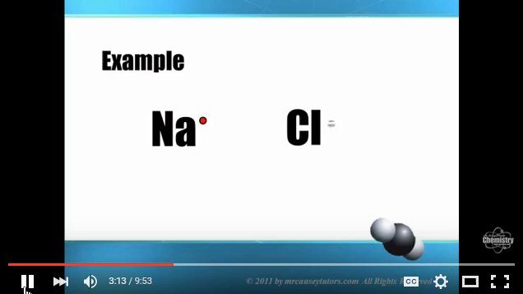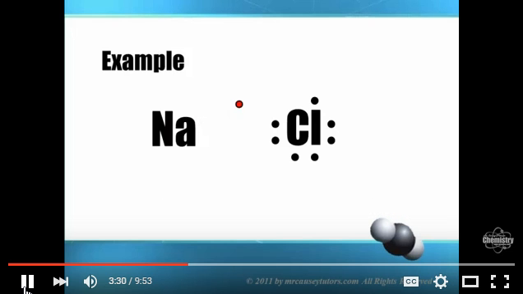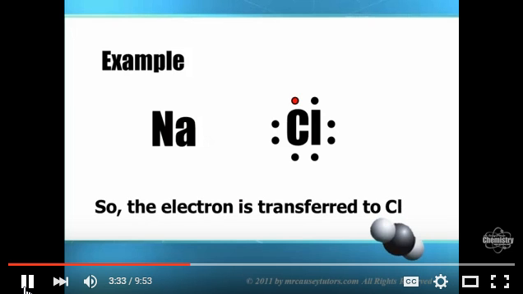For example, there's sodium and chlorine, and you'll notice here that sodium wants to lose and chlorine wants to gain. That's perfect. So sodium is going to give up its electron, and so the electron is transferred to chlorine, and when that happens we create two ions. As soon as the sodium gave up its electron, it got a positive charge, and chlorine accepted that transfer, and chlorine got a negative charge.